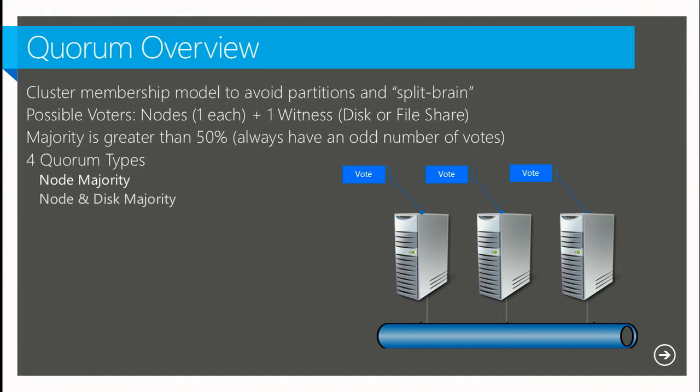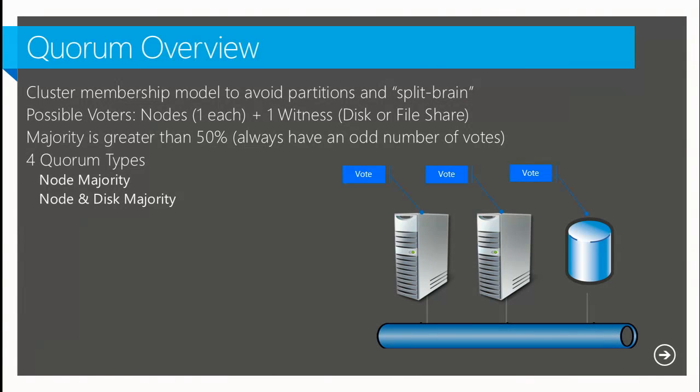Now, the next model we have is node and disk majority. You're going to use this quorum model if you have an even number of nodes, 2 nodes, 4 nodes, etc. In this case, all of those nodes get a vote. So let's say my 2 nodes get a vote. And then I have a disk that has a 3rd vote. Now, what happens here is one of those nodes will own the disk. The other node will not own the disk.